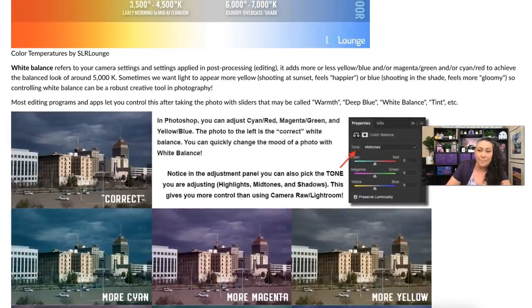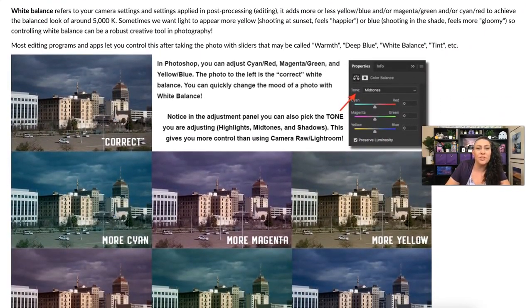Okay, so white balance refers to your camera settings and the camera settings applied in post-processing. And when I say post-processing, I mean editing. It adds more or less yellow/blue or magenta/green or cyan/red to achieve the balanced look of around 5000K.